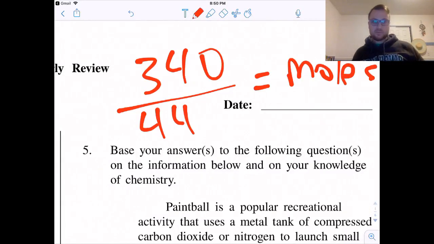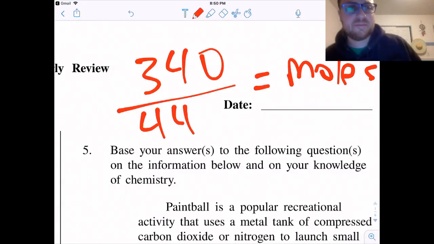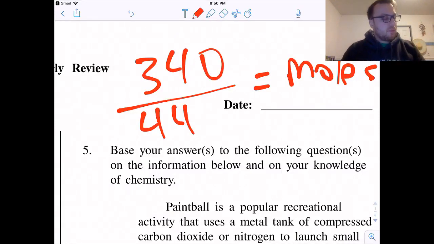Yeah, that's it. So the key here to 5 was just searching through here and just knowing that this is useless. Useless. Oh, I need that. Okay. Because for moles, you need grams. As far as you know, all you need for moles is grams.